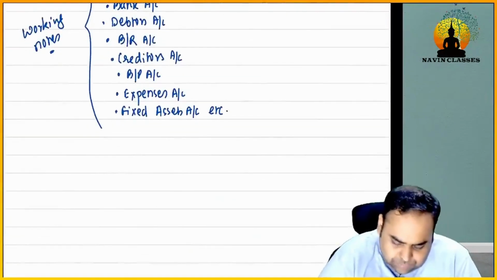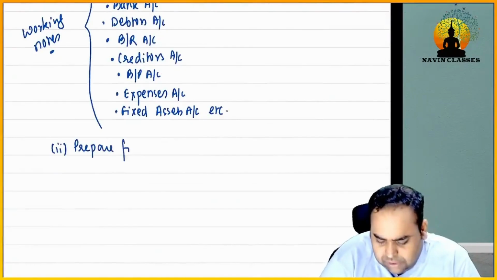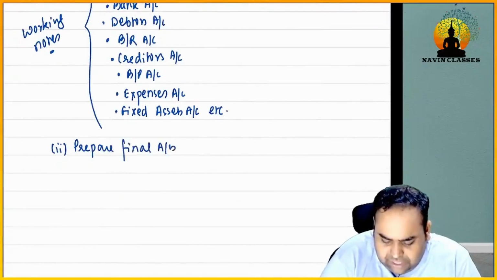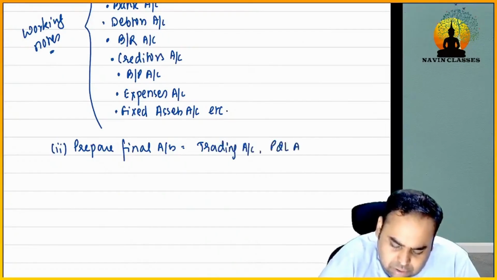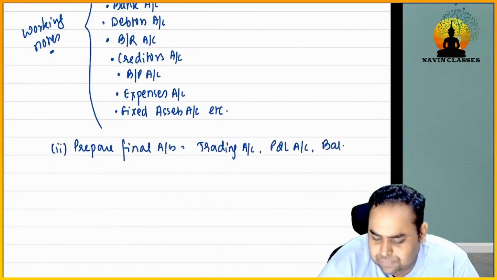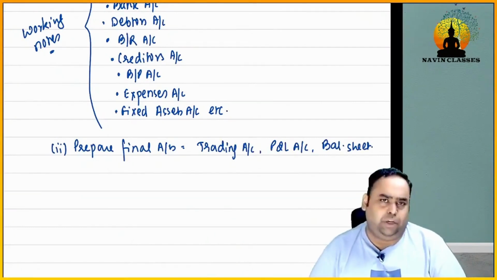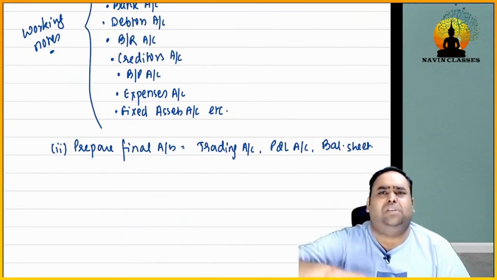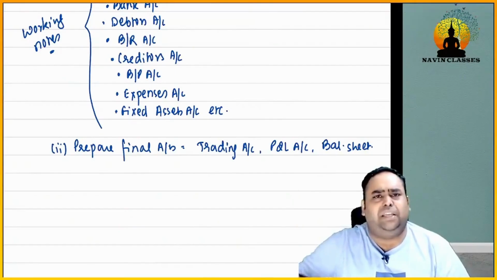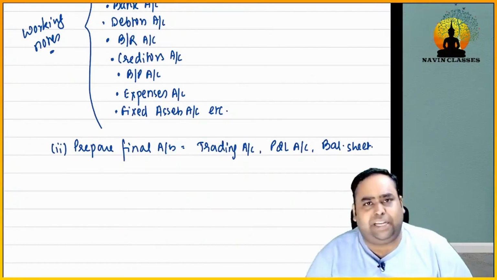Number 2, prepare the final accounts. Now, what all things are made in final accounts? Trading account, profit and loss account, balance sheet. When your information is complete, then you can prepare the final accounts. We will work simultaneously. We will prepare the format of the final accounts and keep the workings ready. Then we will quickly read the questions and place each item where it belongs.